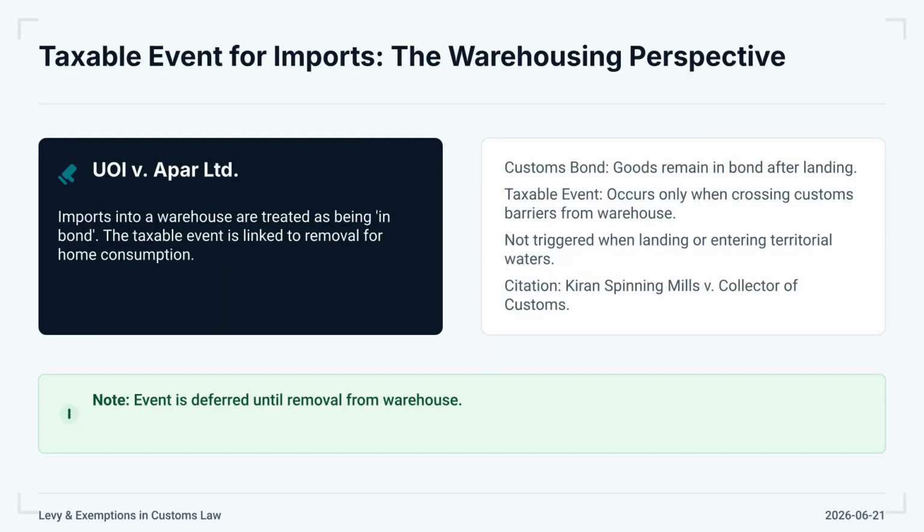The position is different when goods are imported for warehousing. According to the judgments in Union of India versus Apar Limited and Kiran Spinning Mills, goods stored in a bonded warehouse continue to remain under customs control. Even though they have physically entered India, the taxable event does not occur at the time of landing or entry into territorial waters. Instead, it arises only when the goods are cleared from the warehouse for home consumption. In simple terms, warehousing postpones duty liability. This distinction is extremely important because many examination questions test whether duty arises at import, warehousing, or final clearance.